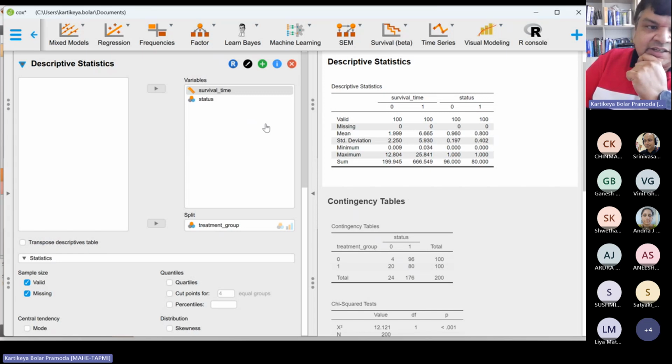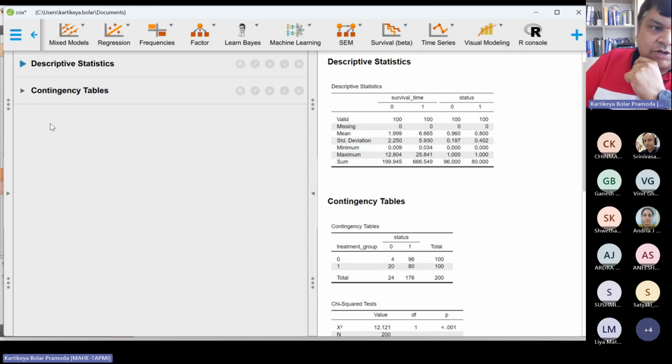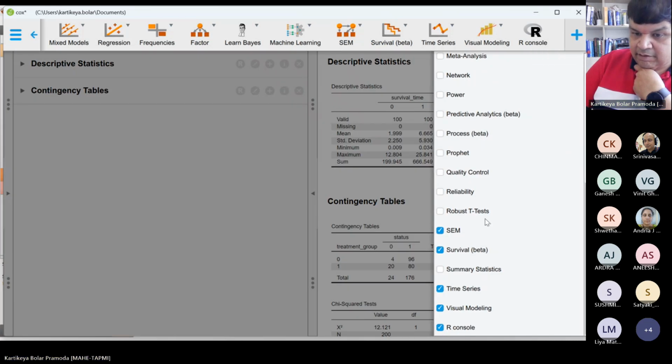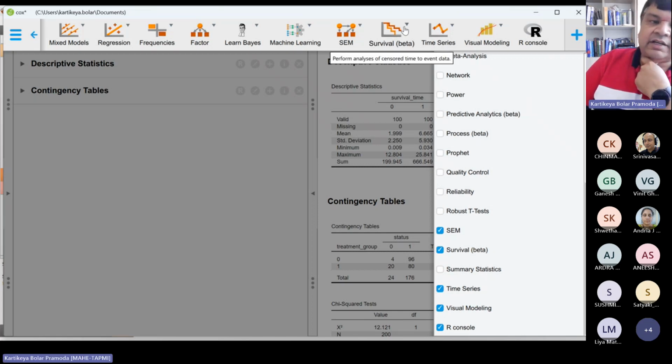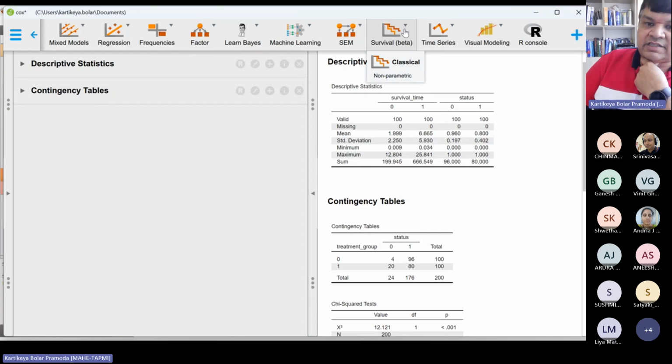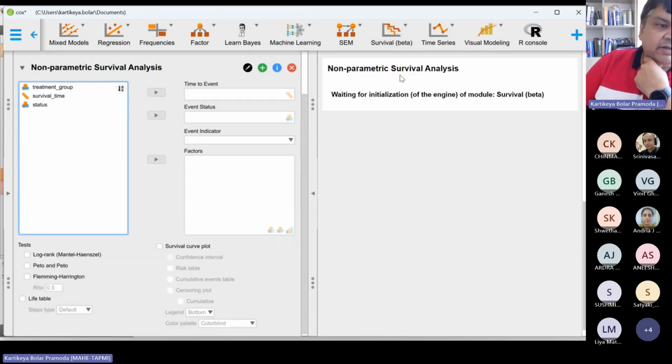Now, JASP is another statistical software, again a free one, where you can carry out different types of analysis. I think in the latest version, they have a zone for survival analysis. You can get that from the additional add-ons. You just check that and it will come up. In survival analysis, you can go to non-parametric.